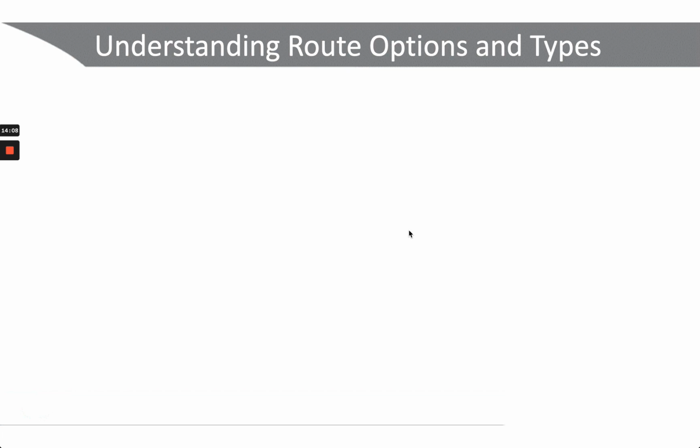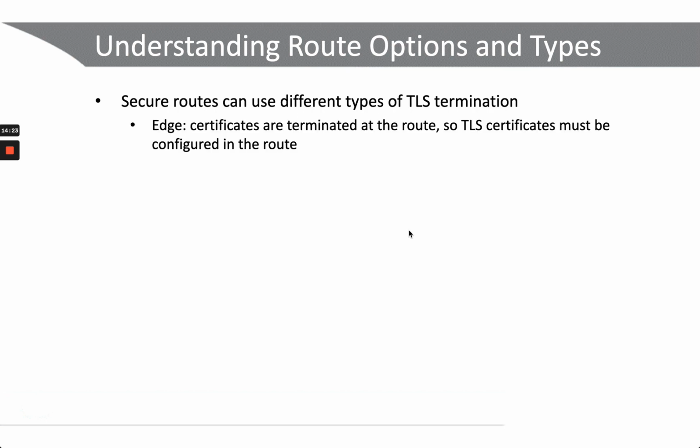Now, while working with routes in OpenShift, there are different route options and types to consider. You can use secure routes. And secure routes can use different types of TLS termination. There are 3 of them. First, there is edge. Edge is where certificates are terminated at the route. And if you want to configure edge, the TLS certificates must be configured in the route. Edge traffic termination is actually quite common.